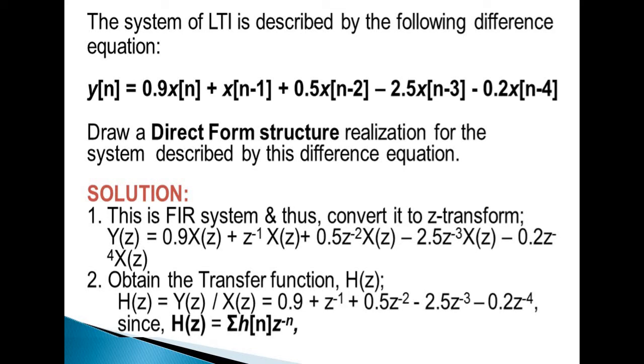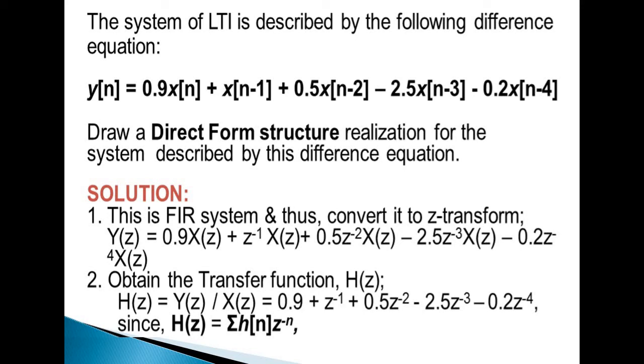So this is an FIR system, thus convert it into Z transform. By converting into Z transform, the equation you will get is y of z is 0.9 x of z plus z raised to minus 1 x of z plus 0.5 z raised to minus 2 x of z minus 2.5 z raised to minus 3 x of z minus 0.2 z raised to minus 4 x of z. Then obtain the transfer function h of z.